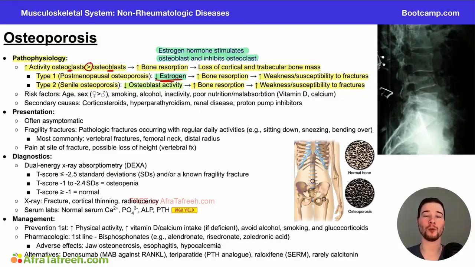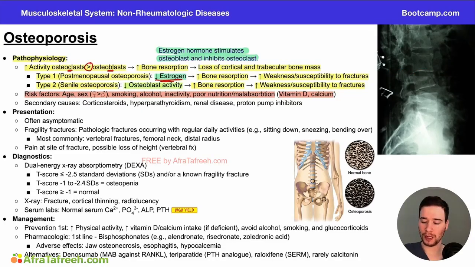Now, there are a variety of different risk factors they will expect you to know, and some of them should make sense. The first risk factor is going to be age. This is typically something we see in elderly patients, although not always, as well as being female. Our sex is going to play a role in our likely development of osteoporosis. Again, this has to do with the estrogen hormone and its role in the body. Patients who smoke are going to be at increased risk. Patients who drink, patients who are inactive, have poor nutrition or malabsorption, specifically of vitamin D and calcium, are going to be at increased risk. So there are a lot of lifestyle factors that can impact our bone formation and put us at a greater risk of osteoporosis developing.